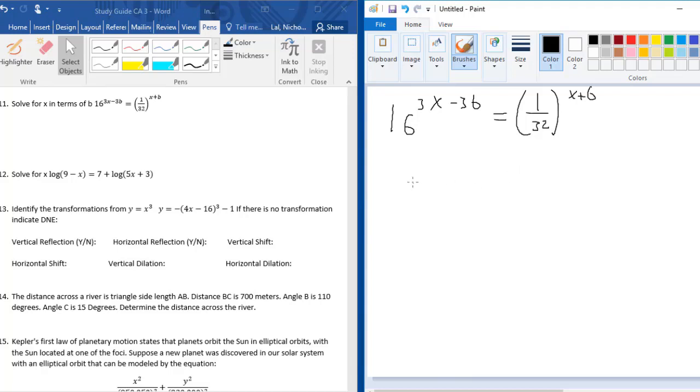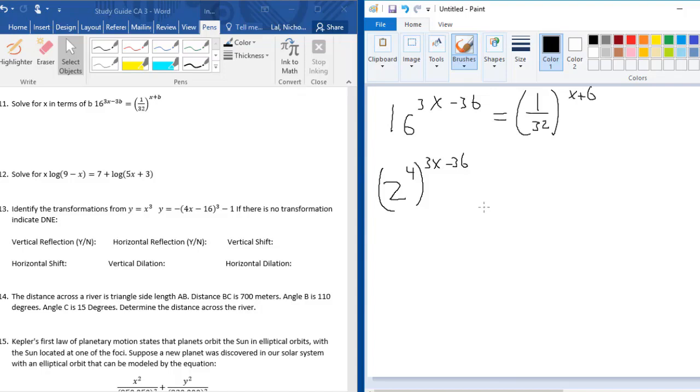So 16, I can rewrite that. I need to find a common exponential function with a common base. So when I think about 16, I think about 2 times 2 is 4, 4 times 2 is 8, 8 times 2 is 16. So 2 to the first power is 2, 2 to the second power is 4, 2 to the third power is 8, and 2 to the fourth power is 16. So 16 is 2 to the fourth power, and that's obviously raised to the 3x minus 3b.